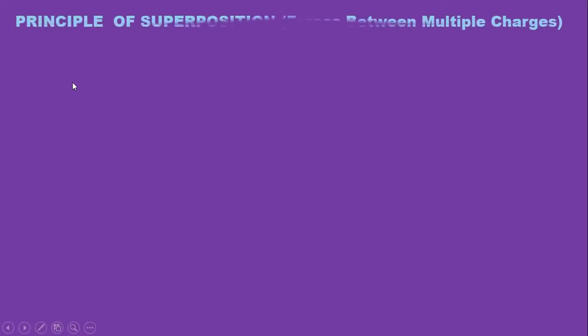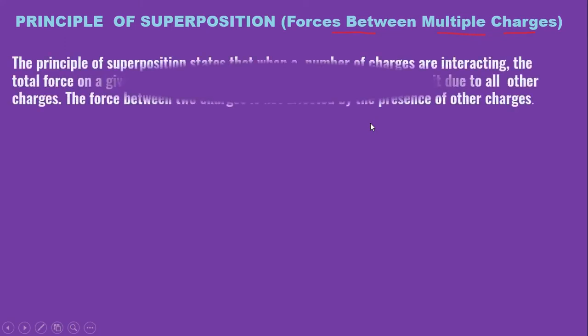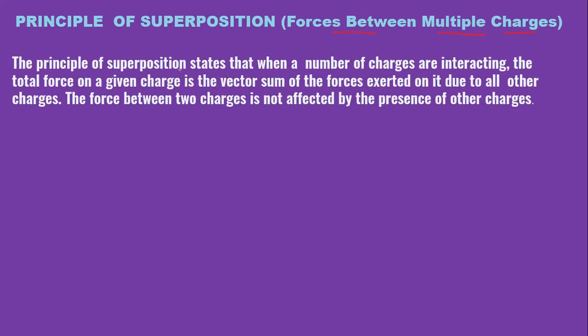Hi to all Braineryans. Next, our next topic is the principle of superposition, that is, forces between multiple charges. In Coulomb's law, we have dealt with the force between two point charges. Here in the principle of superposition, what is the statement? It states that when a number of charges are interacting, the total force on a given charge, that means the total force on a single point charge, is the vector sum of forces exerted on it due to all other charges.